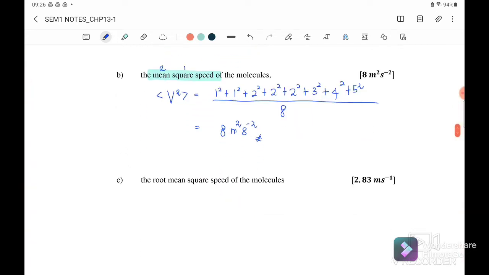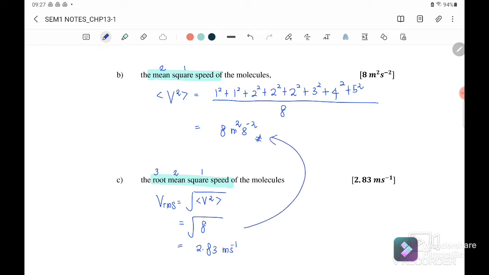Then usually we will find the root mean square, where we find the square first, then find the average, and after that only we take the square root. So we use VRMS, meaning that we find the square first, then the average, then only we find the root mean square. So it's the square root of 8. Therefore, VRMS, we will get 2.83 meters per second. The mean square here we take from part B.